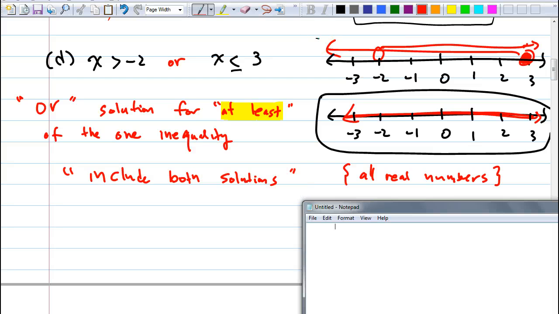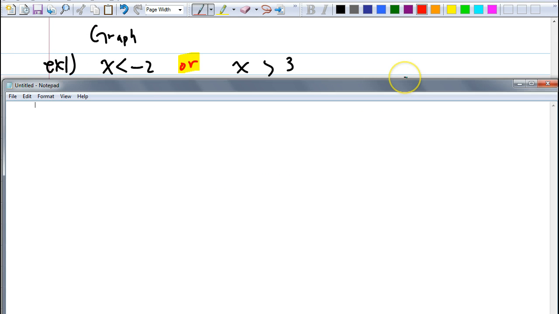So I even wrote this down here. It means include both solutions, right? That's what we mean by this. All right, let's do example 1. Here are very simple inequalities. We're going to combine them with or. So we have x less than -2 or x greater than 3. Can you graph this combined inequality? What would the solution of this combined inequality be?